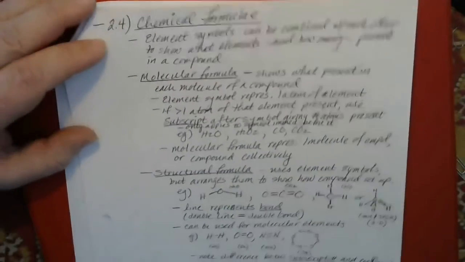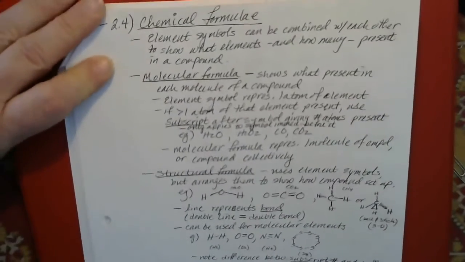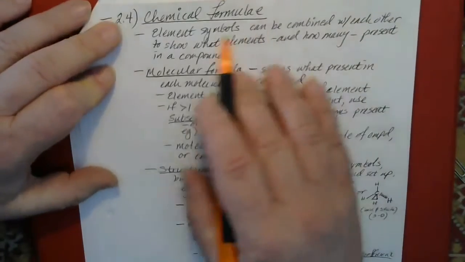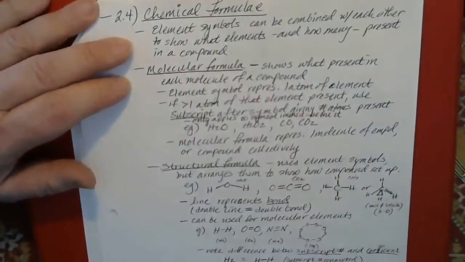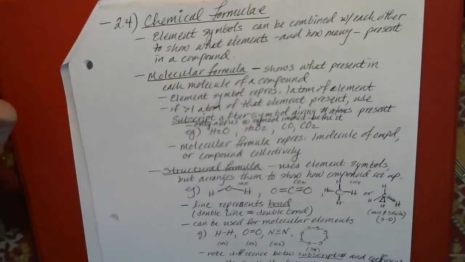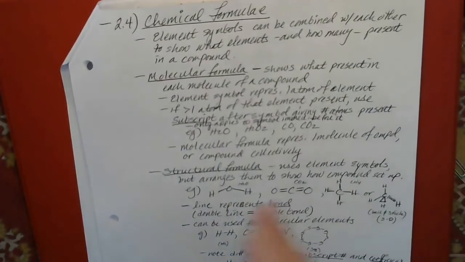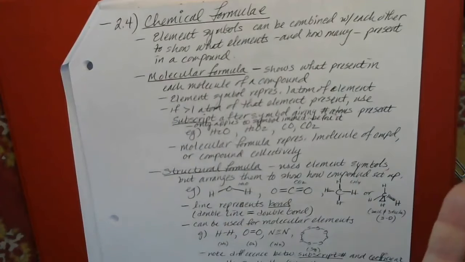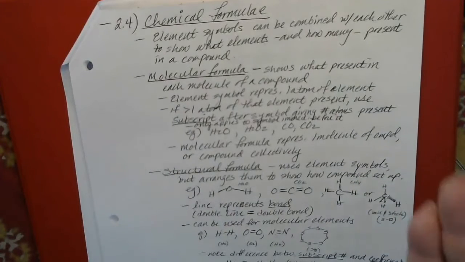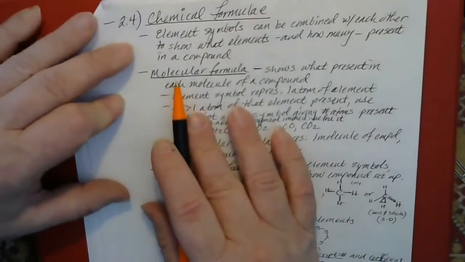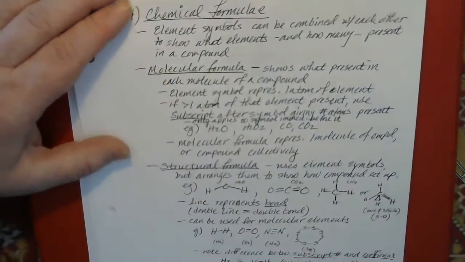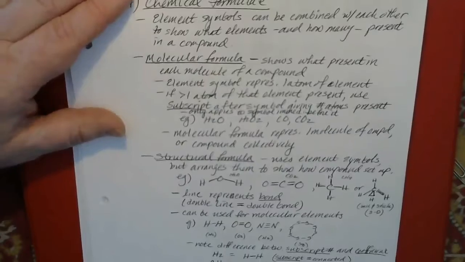Okay, so to pick up where we left off in the last part: chemical formulas, or formulae, if you prefer. For compounds, what we do is we take the symbols for the elements involved in the compound and we combine them with each other, basically one right after the other, to show what elements are present. And we also have a way of showing how many atoms of a given element are present in each unit of the compound. There are different ways of writing chemical formulas, and they will convey different information.